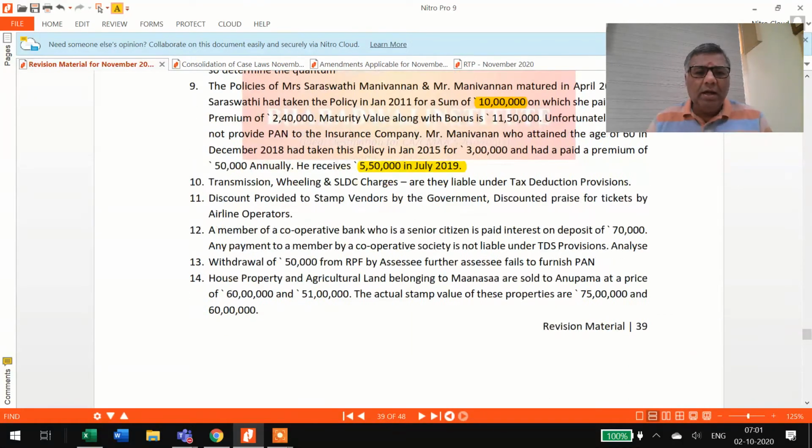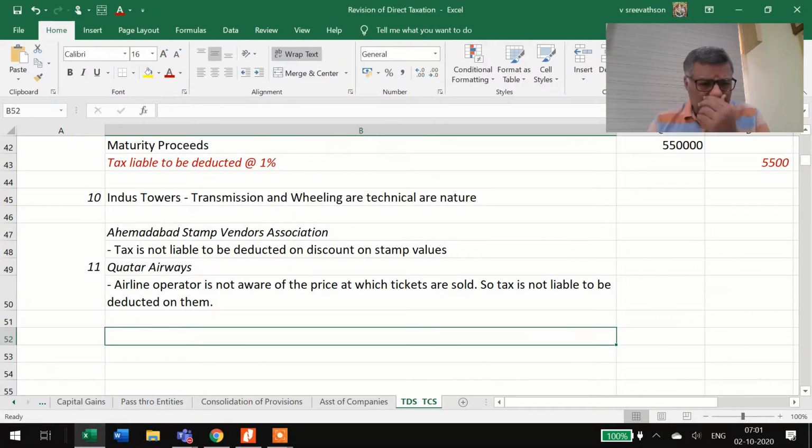A member of a cooperative bank who is a senior citizen is paid interest on deposit of 70,000. Any payment to a member of a cooperative bank or cooperative society is not liable under TDS provisions. Analyze. Yes, it is true. I will give you the law.